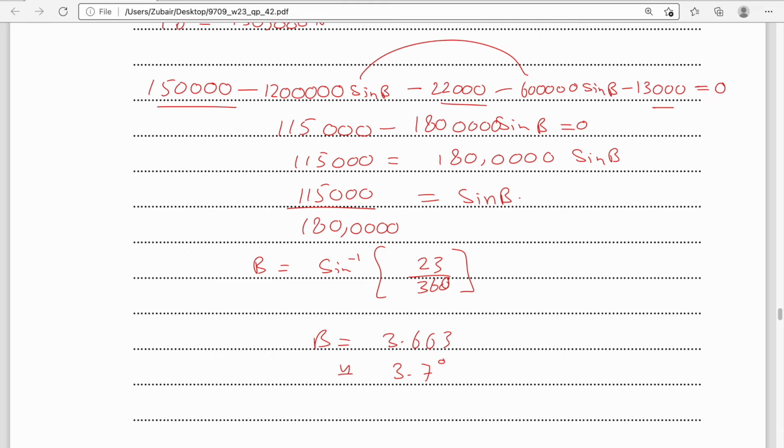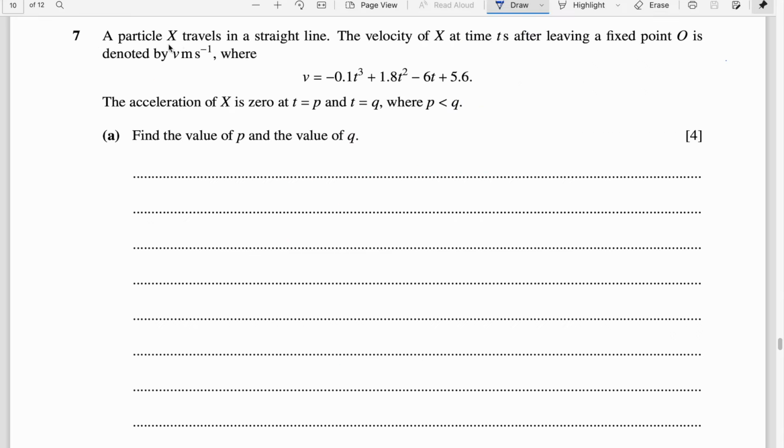Number 7. A particle X travels in a straight line. The velocity of X at time t seconds after leaving a fixed point O is denoted by v meters per second, where v is equal to this. The acceleration of X is 0 at t equals p, and at t equals q, where p is less than q. Find the value of p and q.